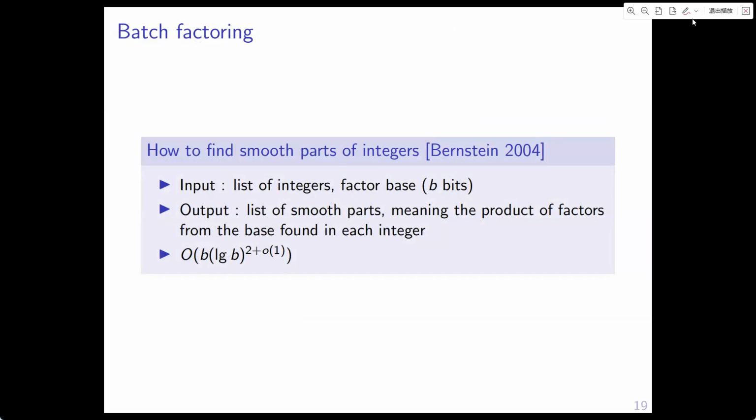Batch factoring is a factoring algorithm by Bernstein. Its input is a list of integers and factor base prime numbers. Its output, for each integer, is its smooth part, which is basically all of its factors from the factor base. So this factorizes a set of integers at once. That is the important idea.